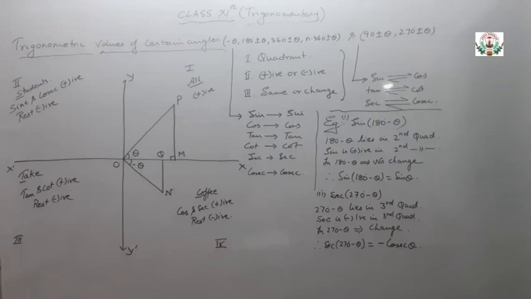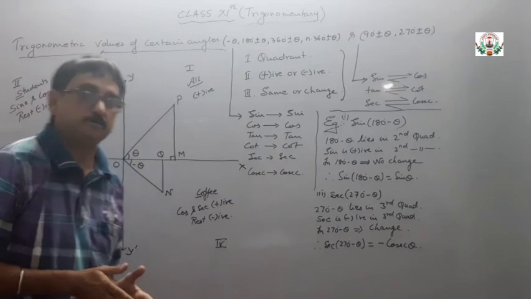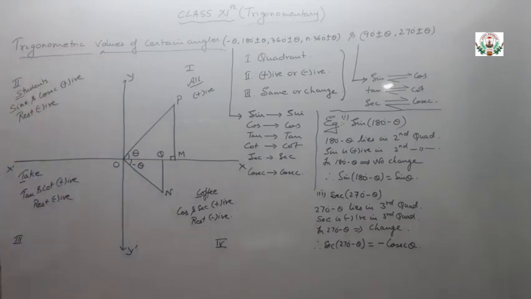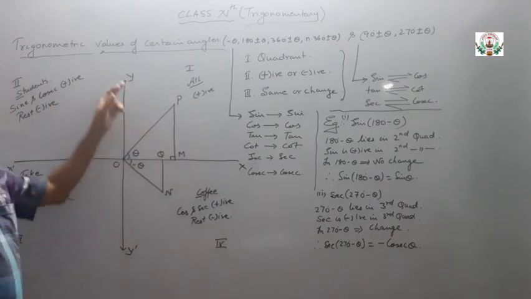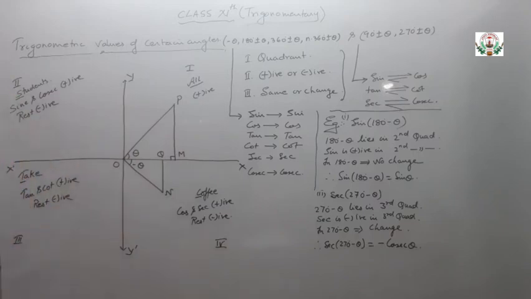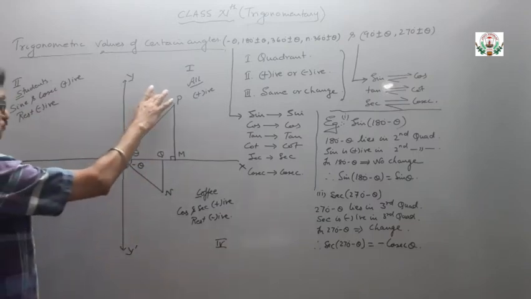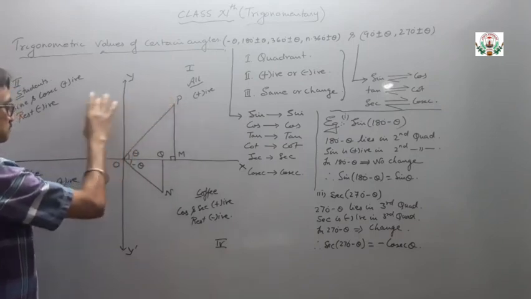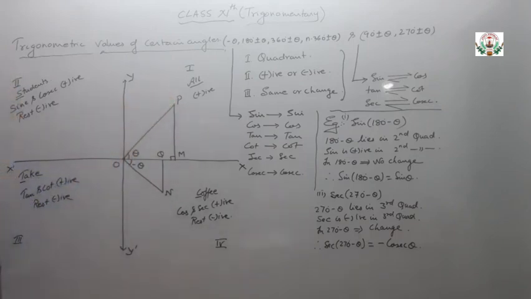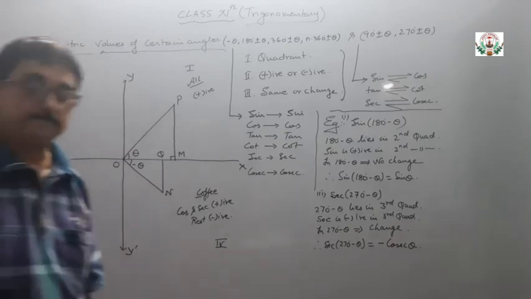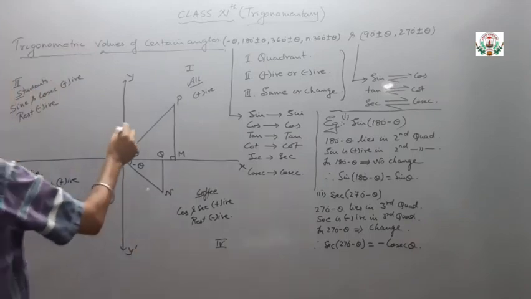Good morning, students. Today we are going to start some new concept of trigonometrical values of certain angles. As you know, the x-axis and y-axis are perpendicular to each other. This is our first quadrant, divided into four quadrants: first, second, third and fourth. And each quadrant is of 90 degree. First quadrant, 90 degree.